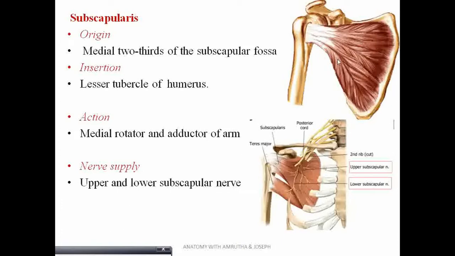Subscapularis originates from the medial two-thirds of the subscapular fossa. The subscapular fossa is seen anteriorly. Insertion: lesser tubercle of the humerus. Action: medial rotation and adduction of the arm. Nerve supply: upper and lower subscapular nerves. So there are two nerves supplying this muscle, the upper and lower subscapular nerves. They arise from the posterior cord of the brachial plexus.